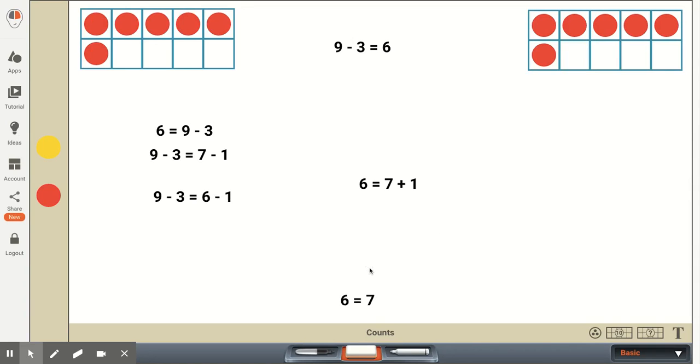Now, once you feel your first grader is really understanding the subtraction equations and that they have a grasp on the addition equations, you might want to mix it up a little bit. So here where we've been showing just subtraction equations, put in an addition equation and see if your first grader knows if this is a true or false equation.